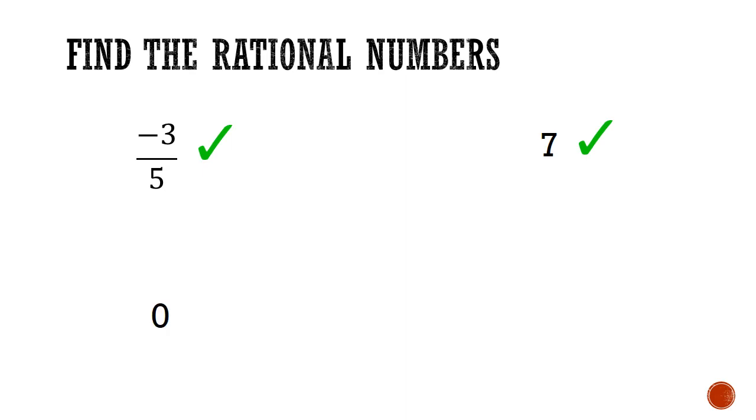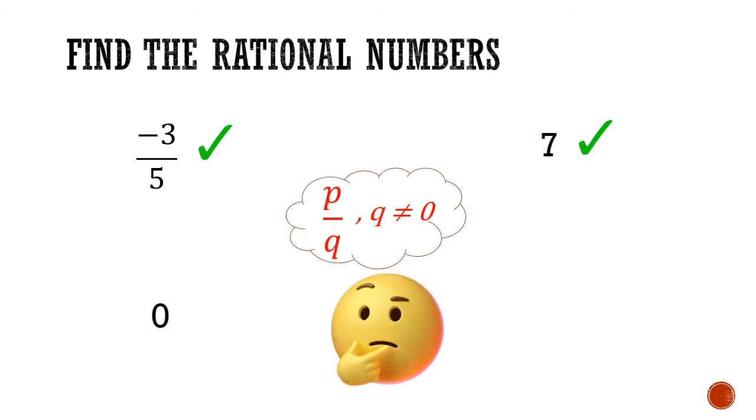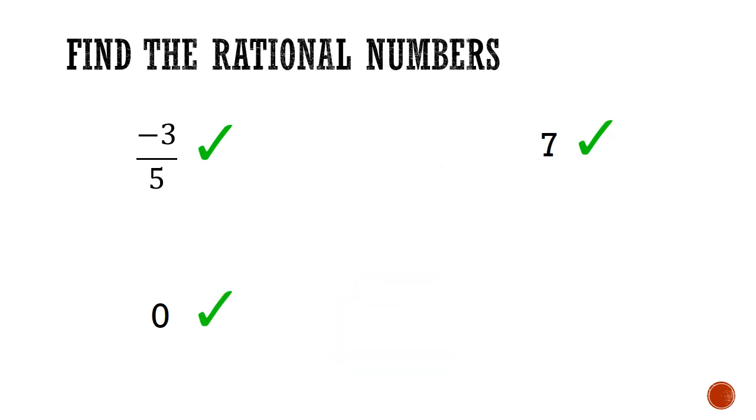Now take 0. Is 0 a rational number? Can you express it in the form of p by q and q not equal to 0? Yes, because 0 by any number is equal to 0. 0 by 5 is 0. 0 by 100 is 0. So you can express 0 in the form of p by q without changing its value. Therefore, that is also a rational number.